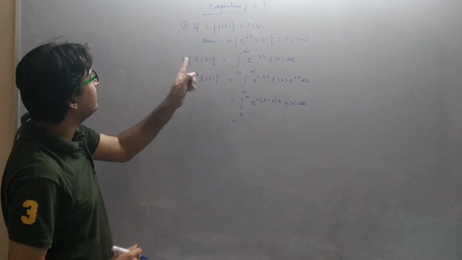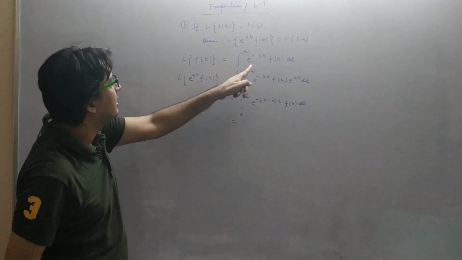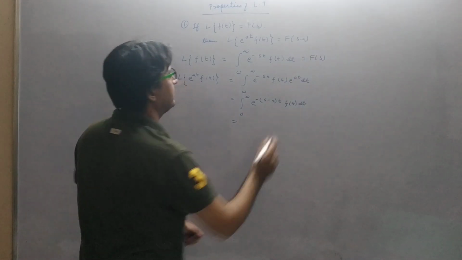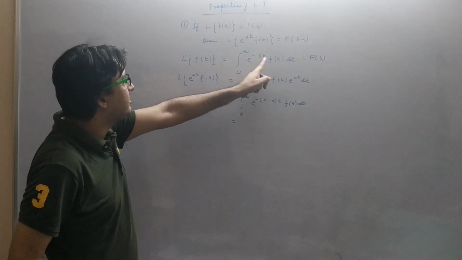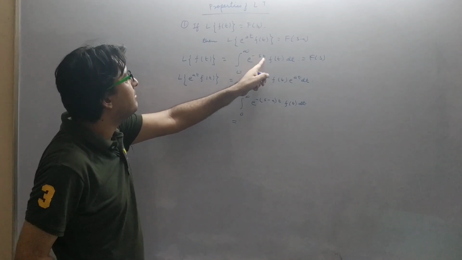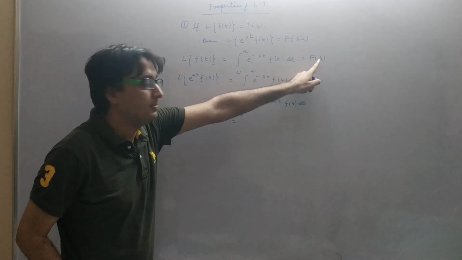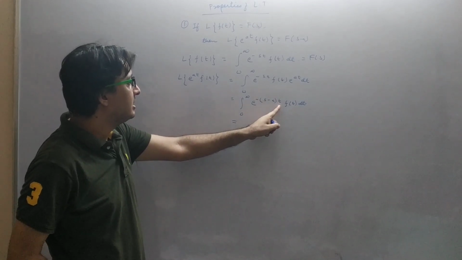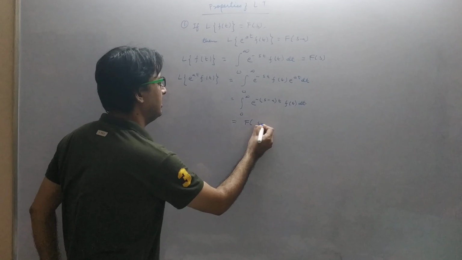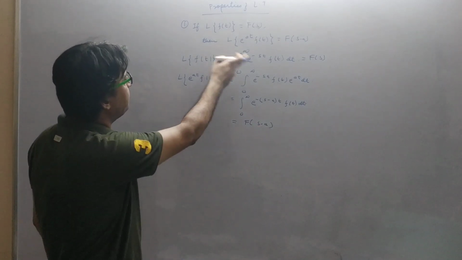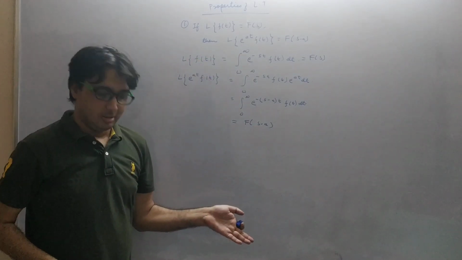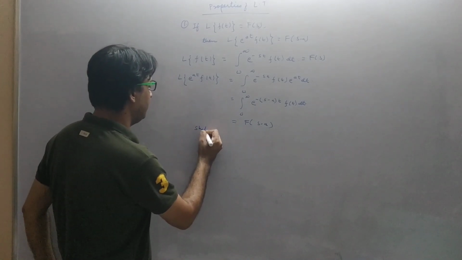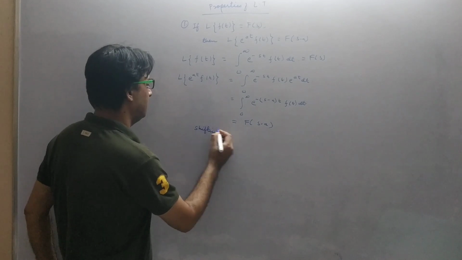Now we are seeing here the Laplace transform for f(t) is equal to F(s). So whatever is the coefficient of minus t, that is the transform. Similarly, here the coefficient of minus t is s minus a. Hence, we have proved the property number 1. So this is called shifting property.